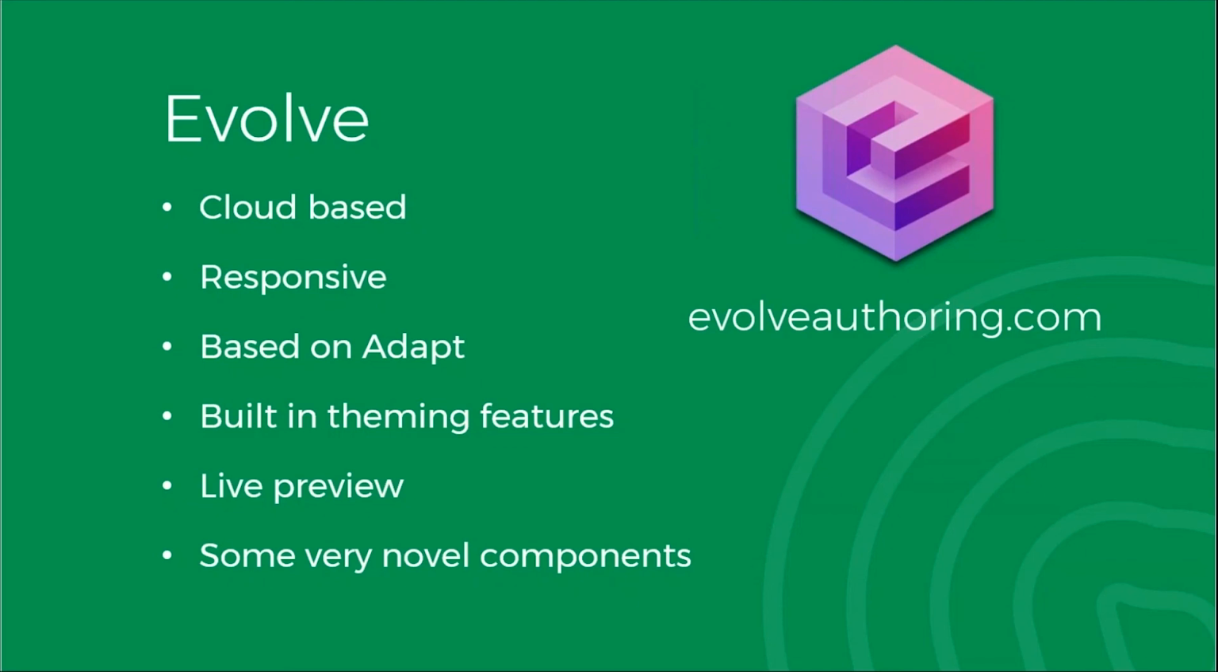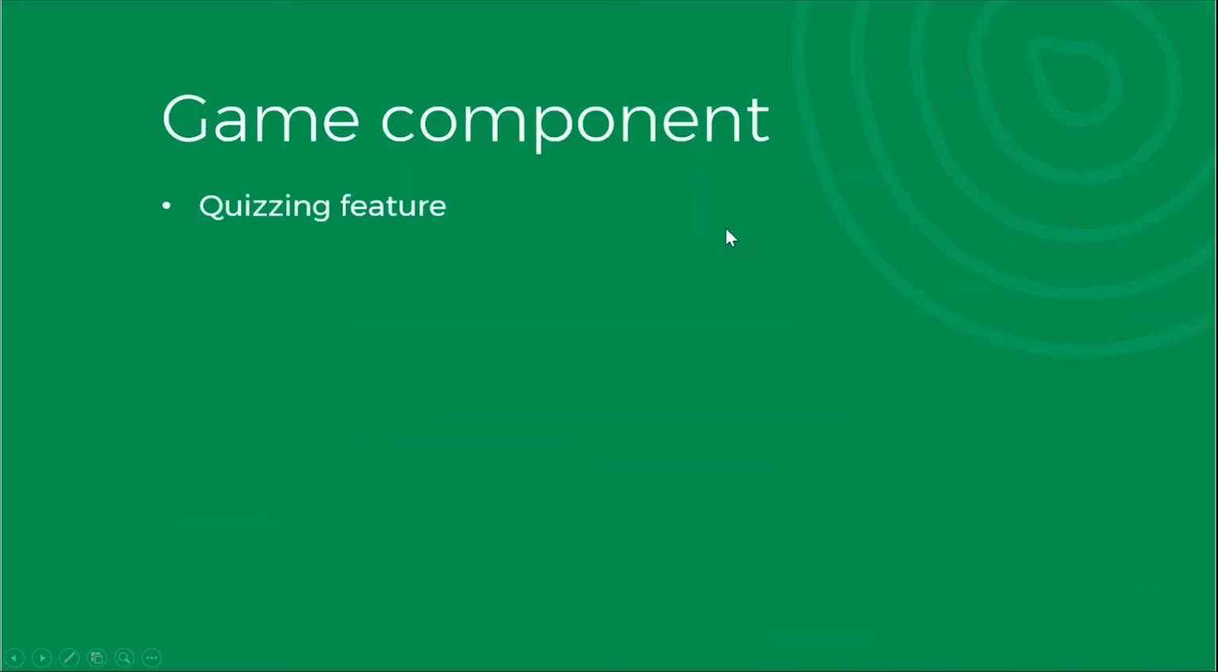But what I really like about Evolve is some really novel components that they've created and added in there. These are such things as a game component, a branching component, a discussion component, a confidence slider component. These are things that I haven't really seen in other tools. And it's the game component that I'd really like to show you today.